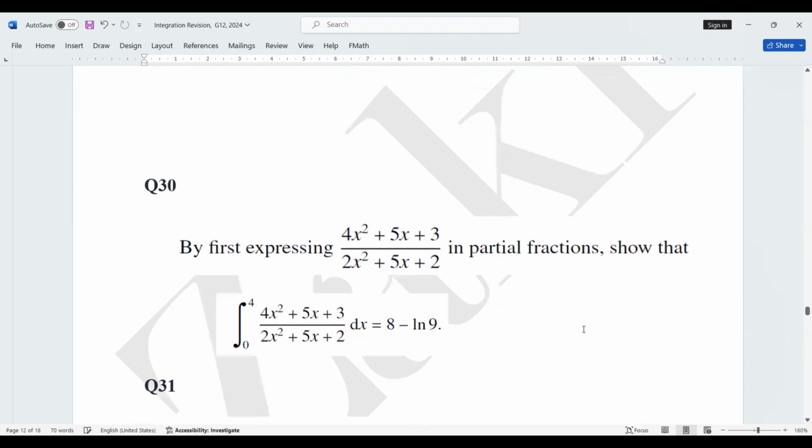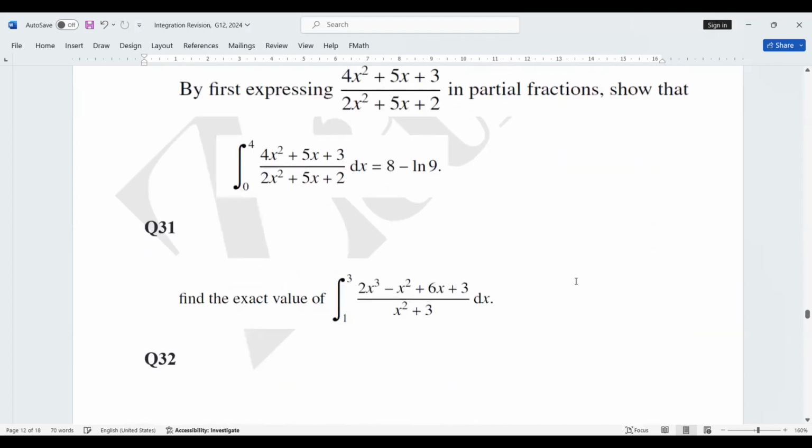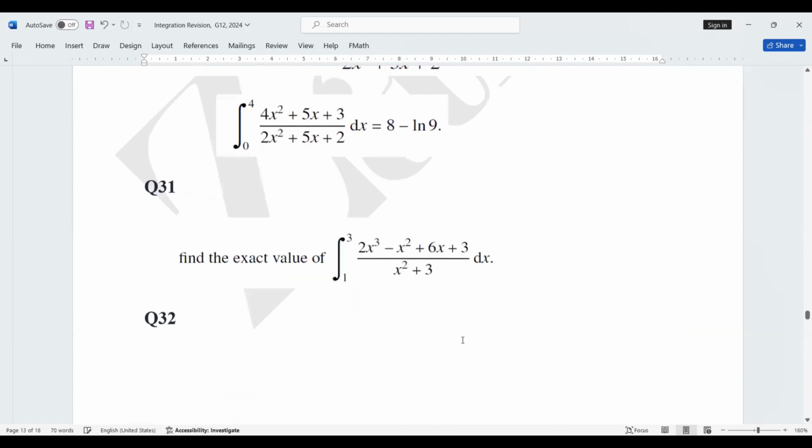Also by partial fractions, this is also long division. Find the exact value. Let us do this to review the long division. Now, let us do this one for long division again.